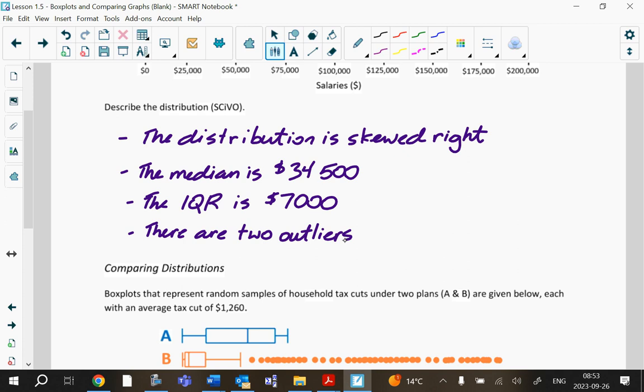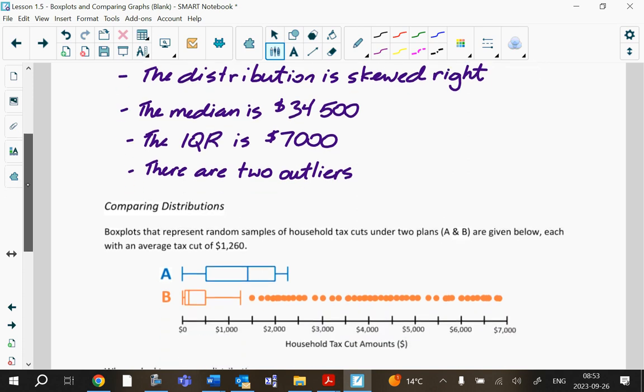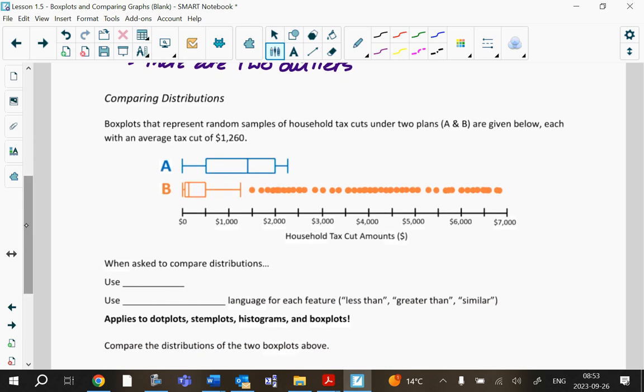Definitely something you're going to be expected to do on this test for sure. I'm going to give you a graph and some numerical information, and I'm going to ask you to describe it. Or I'm going to give you 2 graphs, information with each, and ask you to compare them. But you've got to remember, we do it this way. I'm revisiting this because we talked about comparing distributions before.